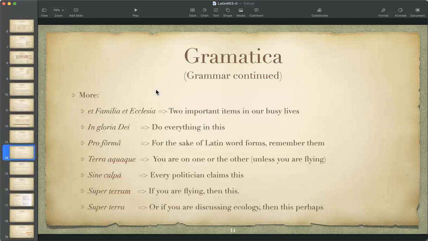A couple more, and then we will be done. Yeah, we got a couple more first. All right, here's a few more of the examples though. Et familia, et ecclesia. Two important items in our busy lives.